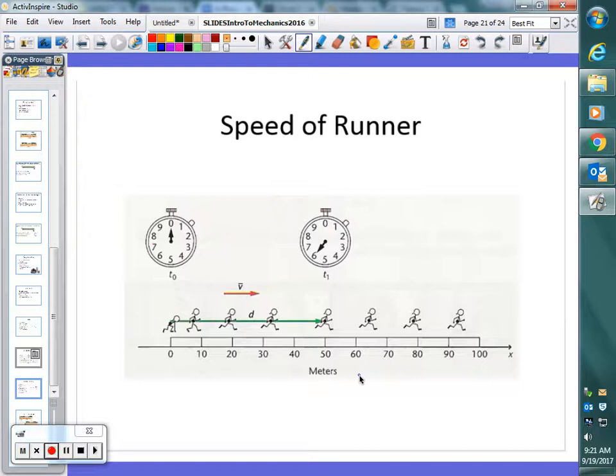So we said that in order to calculate the speed of something, we need to know two things. What do we need to know? Time and distance, right? So s is equal to d over t, right? What's the distance that she travels here? 50 meters, or at least the distance that we have the time for, right? So in this case here, that's going to be 50 meters.